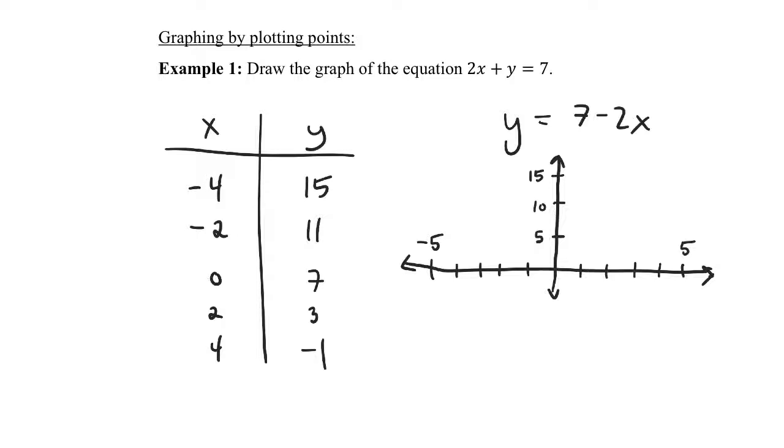So let's start with the first coordinate right here. I go over 4. And I know you know how to do this, but I got to emphasize it so I make sure. I go over 4 units. And then I go up 15 units. And there's my point right there. Again, over 4 to the left and up 15. My second point, I go over 2 and up to 11. My third point, I go over none and up to 7. My fourth point, I go over to the right 2 and up to 3. And then on the last, I go over to the right 4 and down to -1.